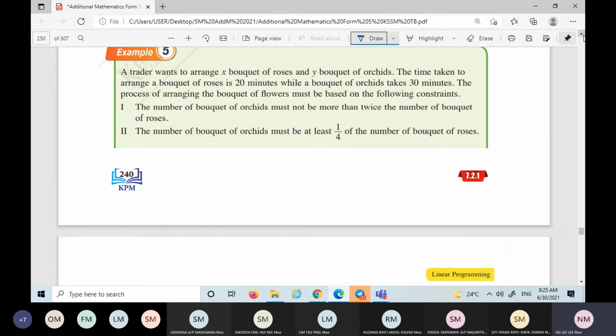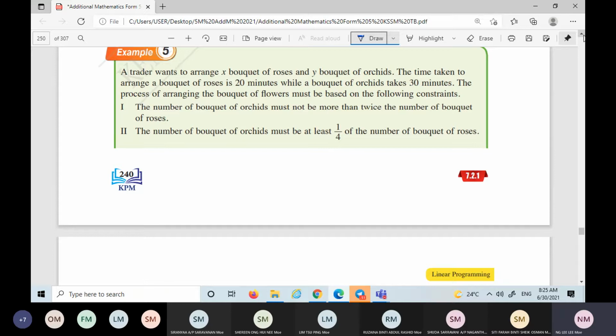Bouquet of roses. Okay, why bouquet of orchids? Okay, so there are two types of things: one is a rose and one is an orchid. The time taken to arrange a bouquet of roses is 20 minutes, and for orchid it is 30 minutes.